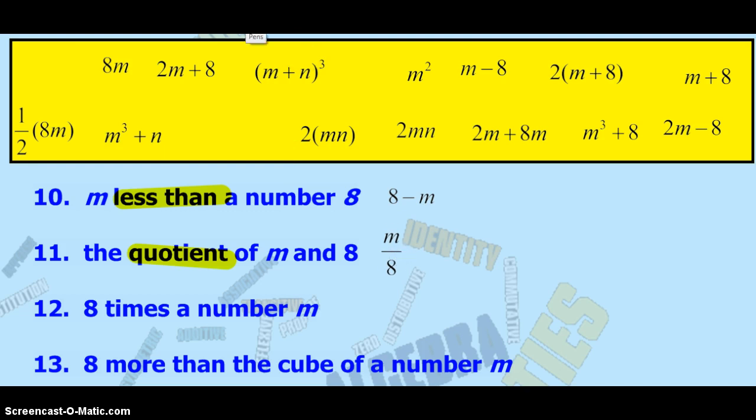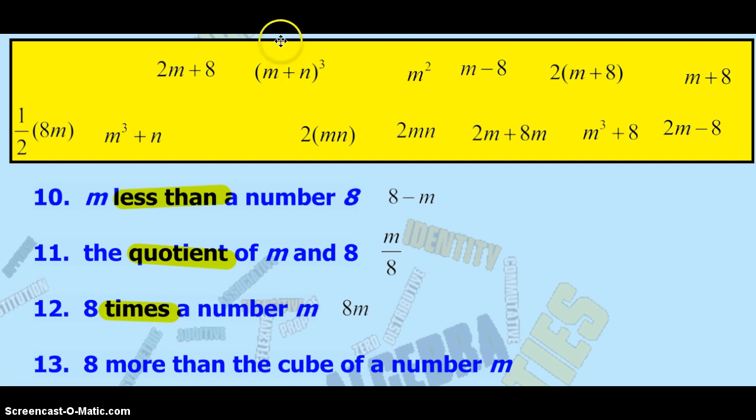The next one says 8 times a number. That one should be very easy for you. 8 times a number, which is m. So it's going to look something like this.